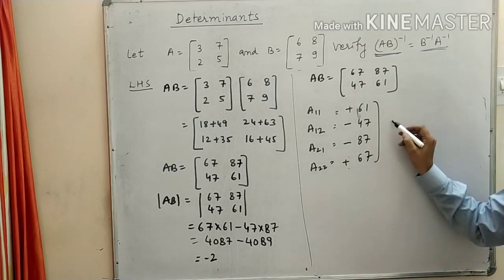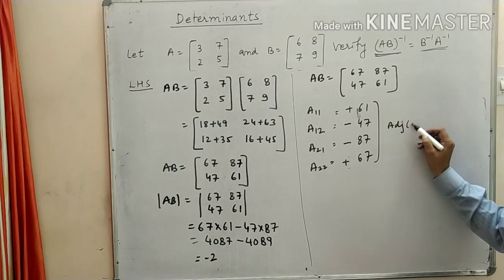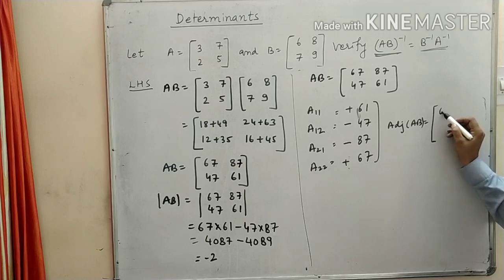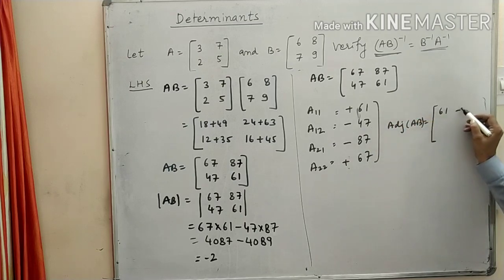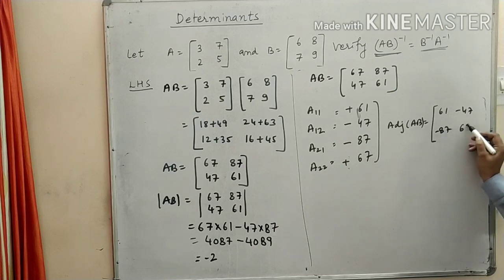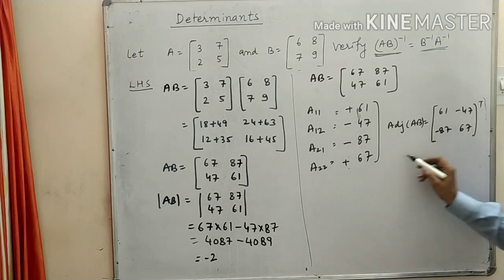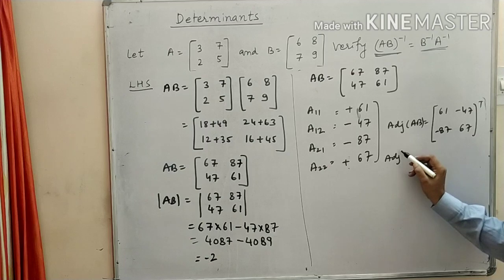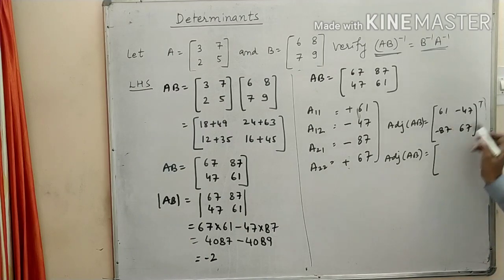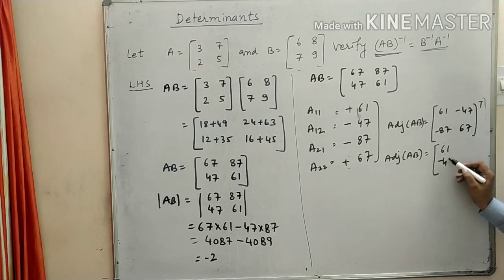And from these you will find adjoint AB, and adjoint AB will be equal to the matrix with first row 61 and minus 47, and second row minus 87 and 67, and that you transpose. That will be called adjoint AB. And in adjoint AB, you get first row becoming first column, 61 and minus 87, and second column will be minus 47 and 67.